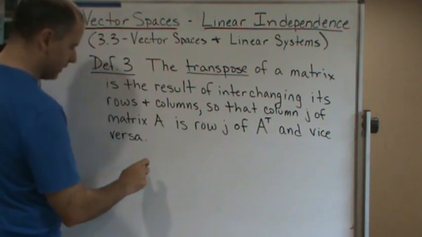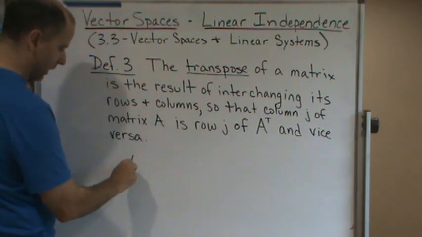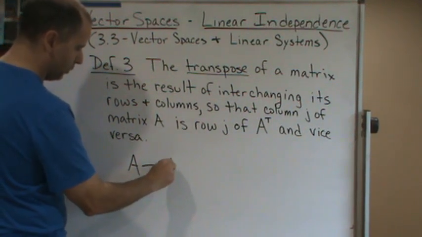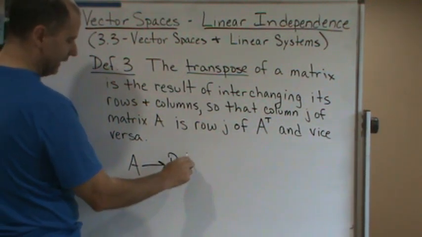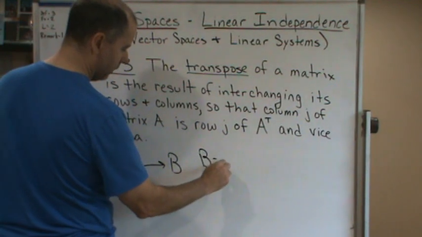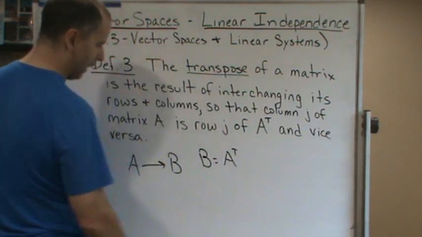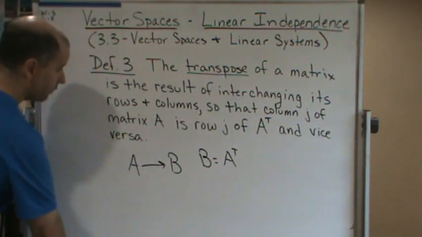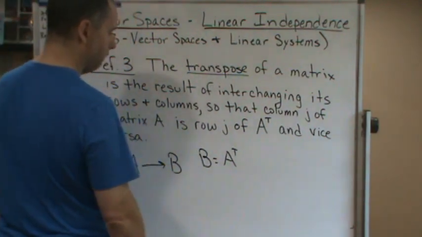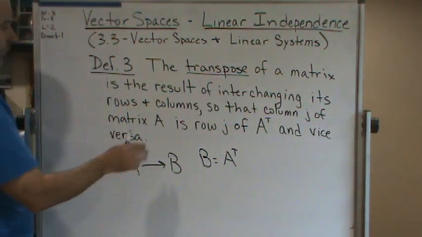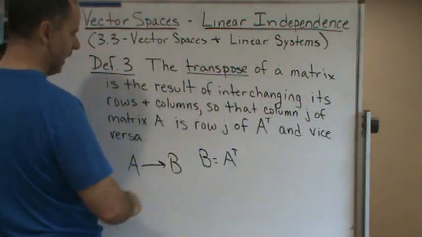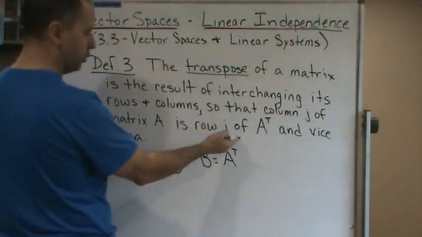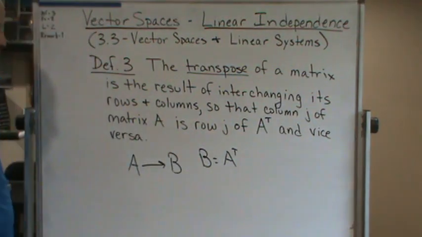So in other words, we could say we're transposing A into matrix B like we did in the last example, but B is actually A transpose, okay? And so again, it's the result of interchanging its rows and columns so that column J of matrix A is row J of A transpose and vice versa, okay?